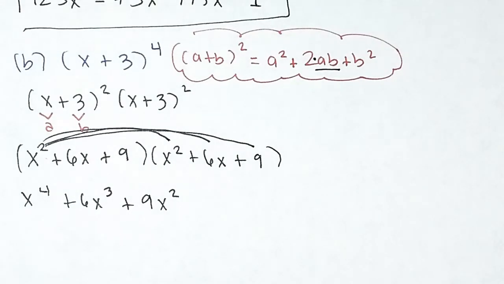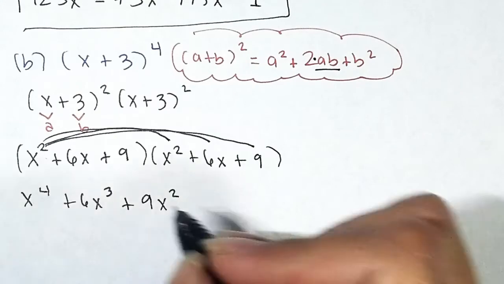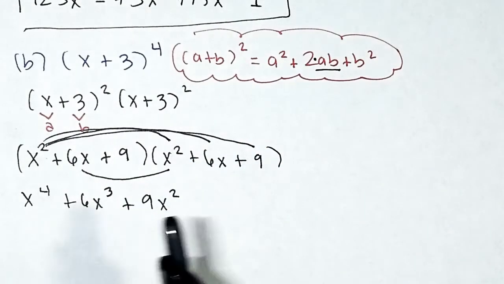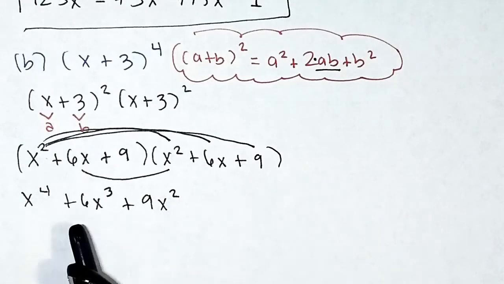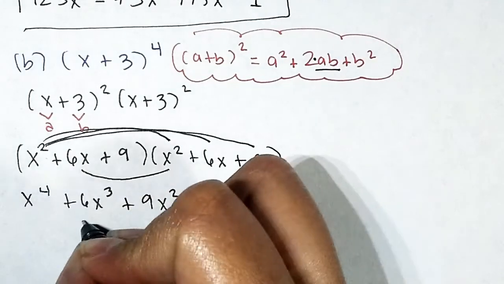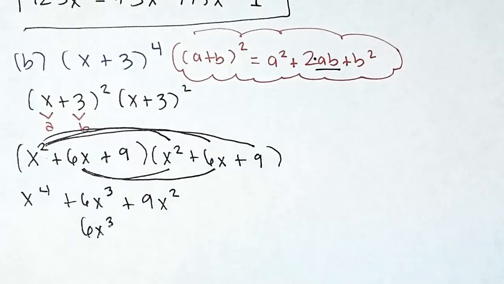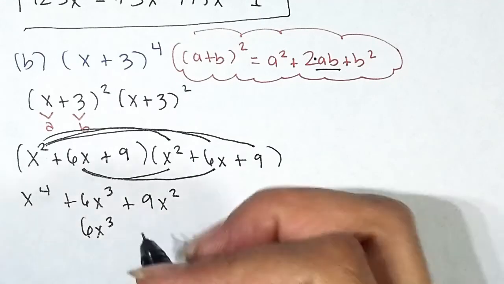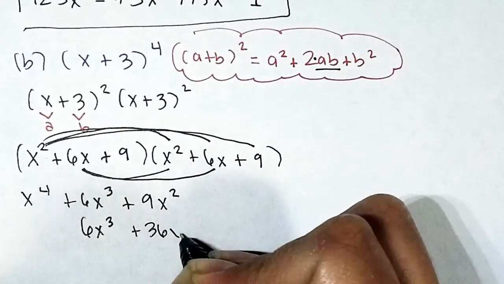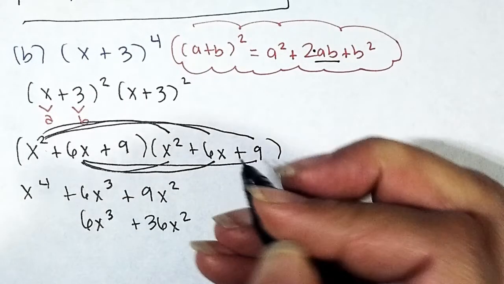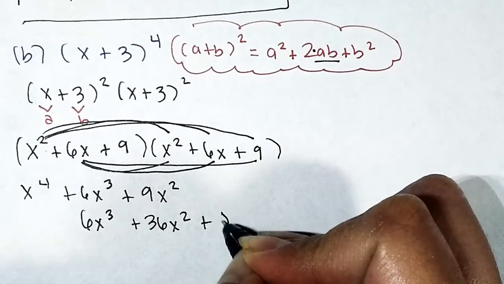Round 2, what do we get when we distribute the 6x? 6x times x squared will give us 6x cubed, and you have options. Continue to write across or line it up. I choose to line it up. 6x times the next term that we see, namely another 6x, will give us 36x squared. Final product, 6x times 9 will give us 54x.